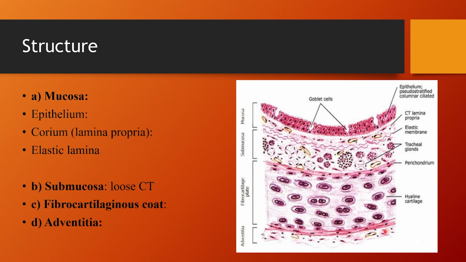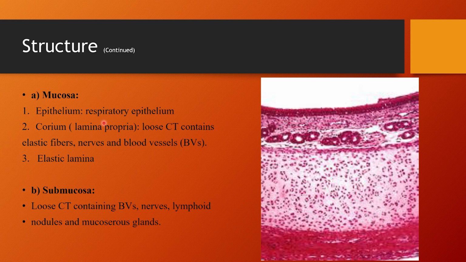This is the trachea. Let's talk about each one of them. The mucosa: its epithelium is a respiratory epithelium, pseudostratified ciliated columnar epithelium with goblet cells. The corium, which is the lamina propria, is a loose connective tissue that contains elastic fibers, nerves, and blood vessels. And the elastic lamina, all in the mucosa. The submucosa is a loose connective tissue containing blood vessels, nerves, lymphoid nodules, and mucous glands.